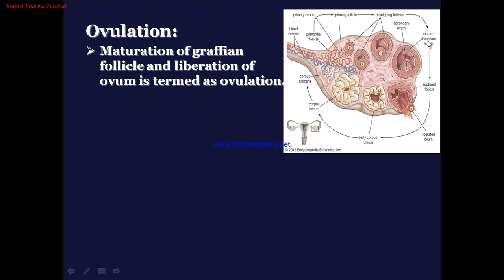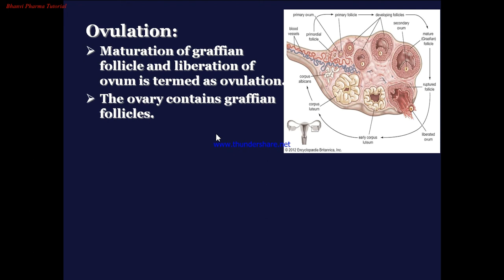After maturation takes place, the follicle ruptures to liberate the ovum. From this, the early corpus luteum, the corpus luteum, and finally the corpus albicans are formed. This is the ovulation process.